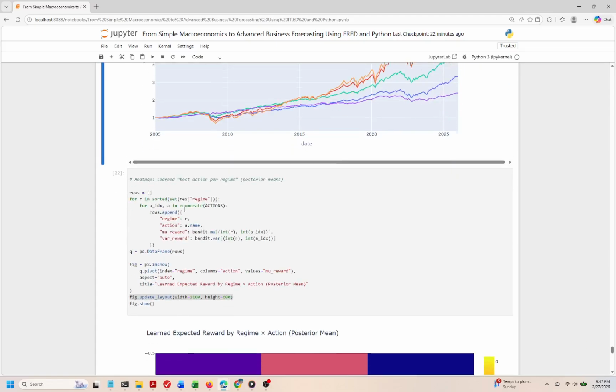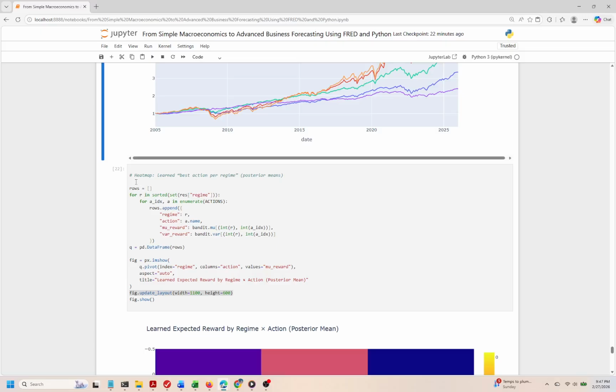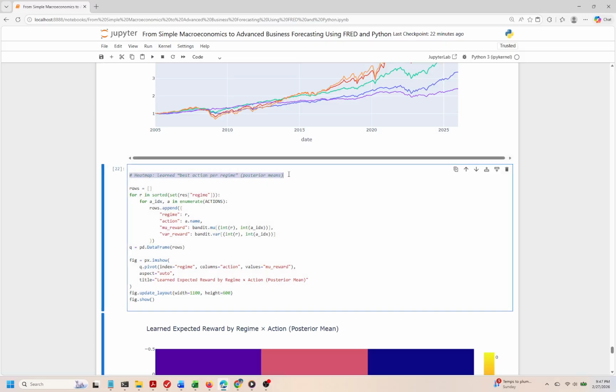Cell 33. In this cell, we're creating a heat map that visualizes the expected rewards associated with different actions across various regimes. This visualization is crucial because it allows us to see how the best action changes depending on the current regime, providing insight into the effectiveness of our decision-making strategies. The workflow starts by initializing an empty list to collect data.